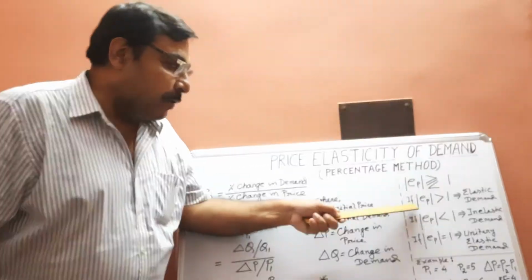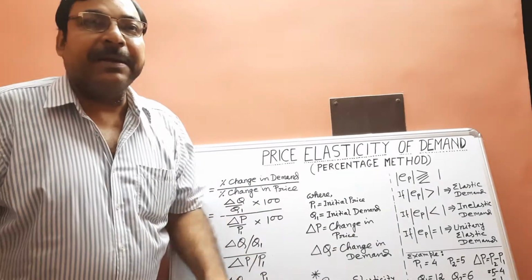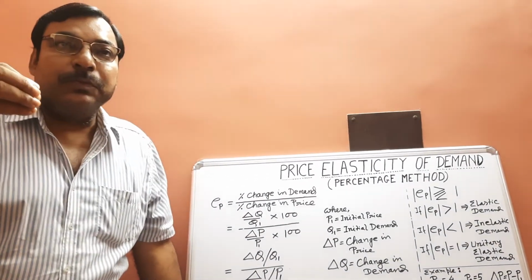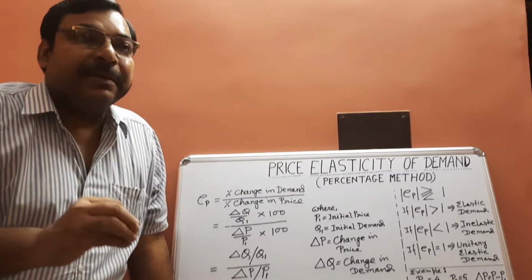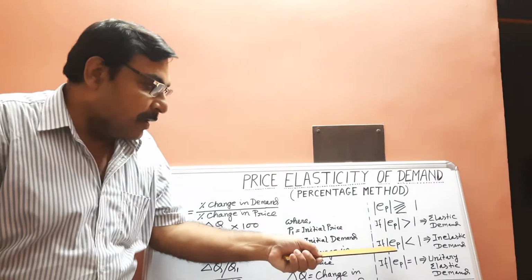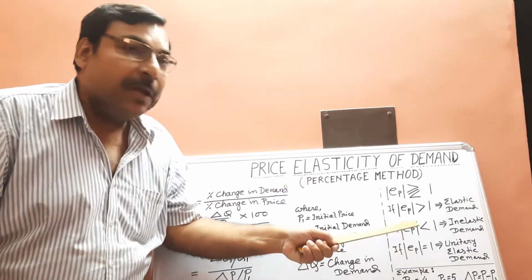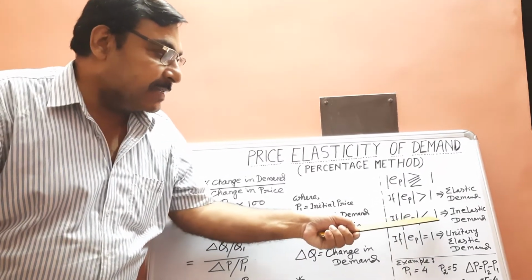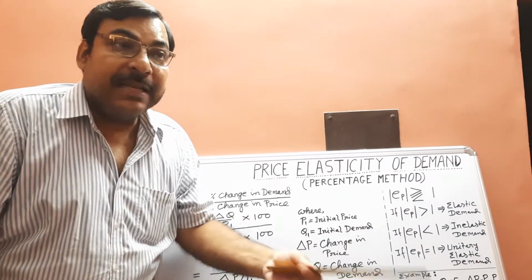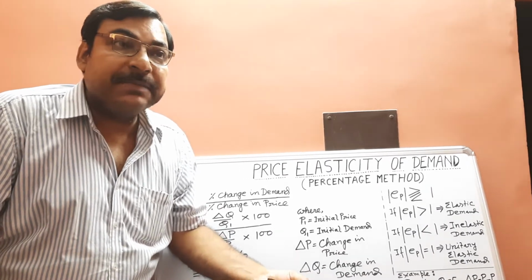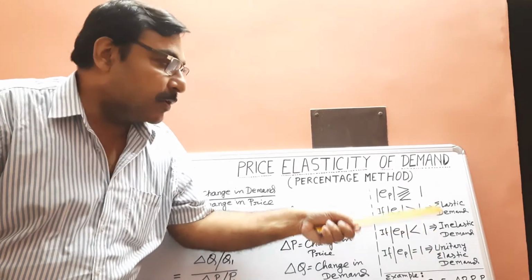If modulus EP is greater than 1, then we will say it is a case of elastic demand. Suppose your answer is minus 2. You will consider only 2. 2 is greater than 1. So we will say it is elastic demand. If modulus EP is less than 1, that is, the coefficient of price elasticity of demand is less than 1, suppose 0.75, 0.65, then it is a case of inelastic demand. Otherwise, elastic demand.